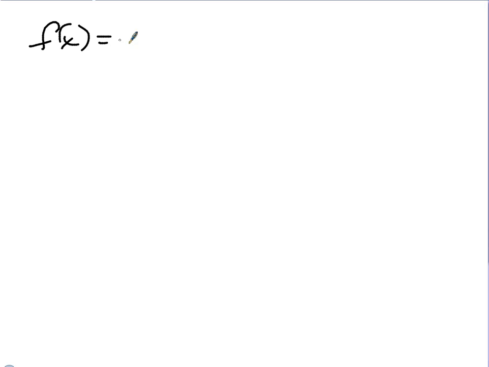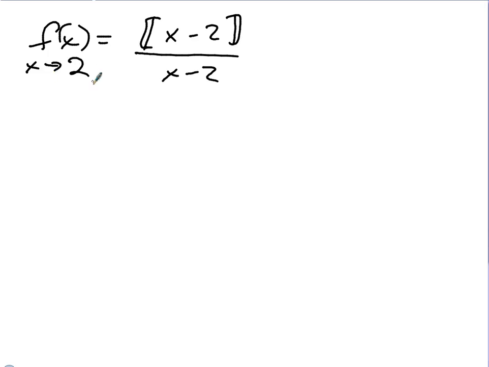Let's do the greatest integer function of x minus 2 over x minus 2. Is that going to do what I want? I think it will. As x approaches 2. So what does that seem to give us for an answer if I evaluate directly? 0 over 0, right? More work. So what's the more work look like here?